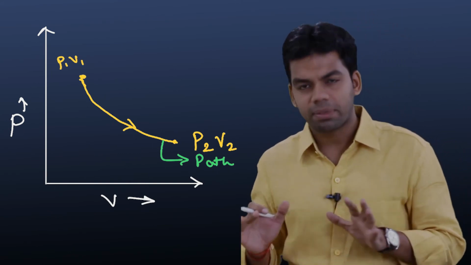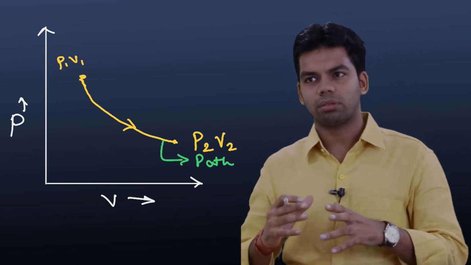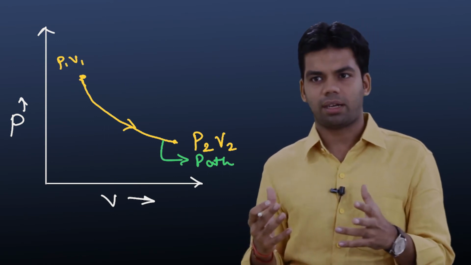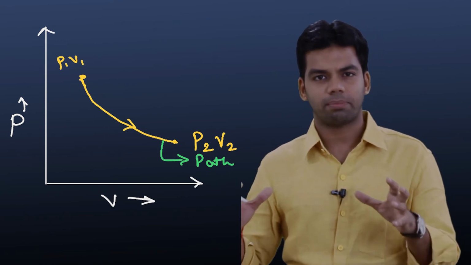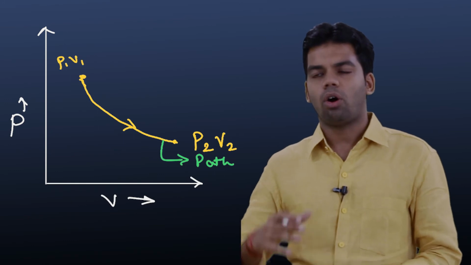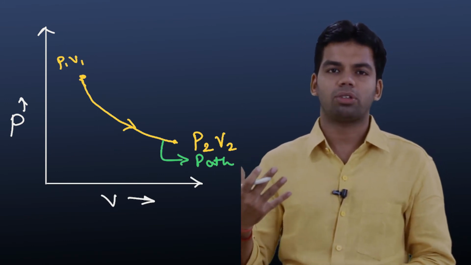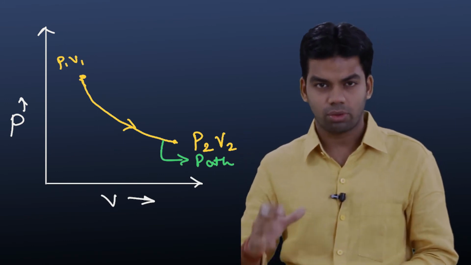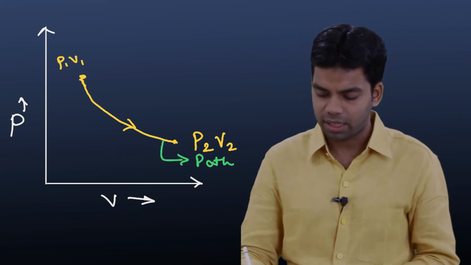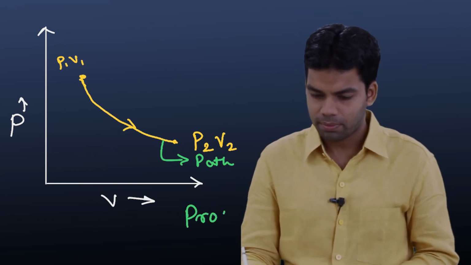If this path is completely specified, if we know some relation of this path, suppose this path is at constant pressure, this is happening at constant pressure, or this path follows the relation, suppose PV to the power gamma is equal to constant. Okay, so if that path is completely specified, that becomes the process.